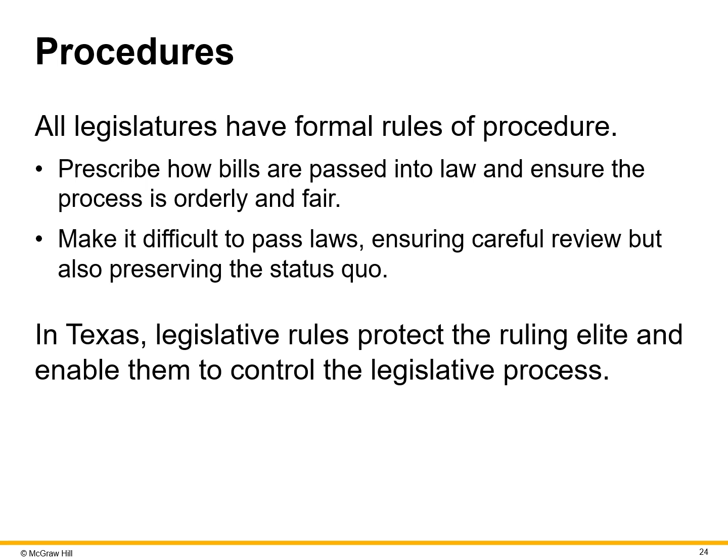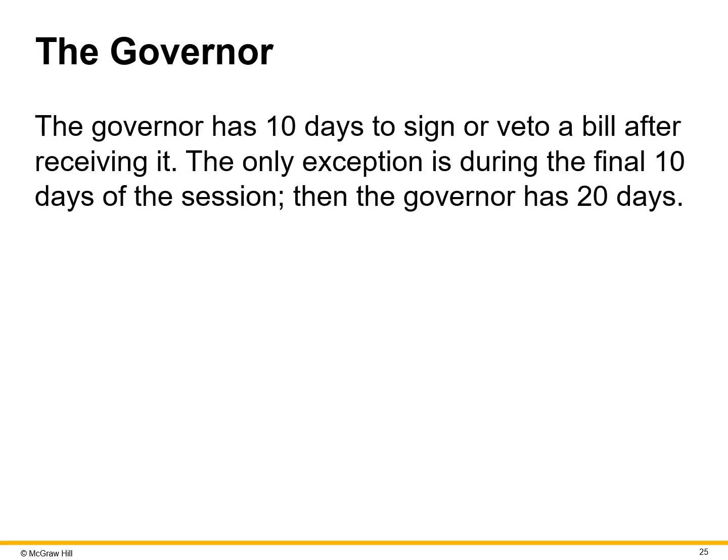Procedures. All legislatures have formal rules of procedure. They prescribe how bills are passed into law and ensure the process is orderly and fair. It makes it difficult to pass laws, ensuring careful review, but also preserving the status quo. In Texas, legislative rules protect the ruling elite and enable them to control the legislative process. The governor has 10 days to sign or veto a bill after receiving it. The only exception is during the final 10 days of the session. Then the governor has 20 days.